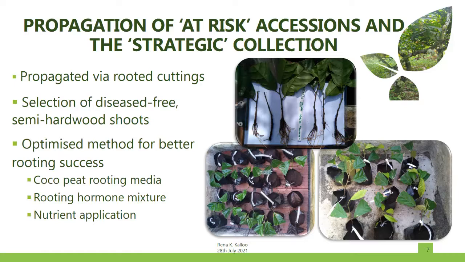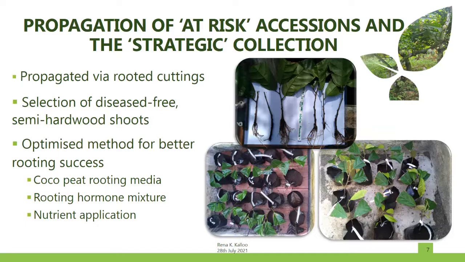So we did some propagation of the at-risk accessions and strategic collection. Just to say what the strategic collection includes, it's a representation of the phenotypic and genetic diversity covering the 10 genetic groups, and also includes the Trinitario and Refractario genetic groups. Also represented in this strategic collection is the variation in bioaccumulation of cadmium. So we came up with 500 accessions for the strategic collection, propagated by rooted cutting. Why rooted cutting? Simply to eliminate the rootstock effect.